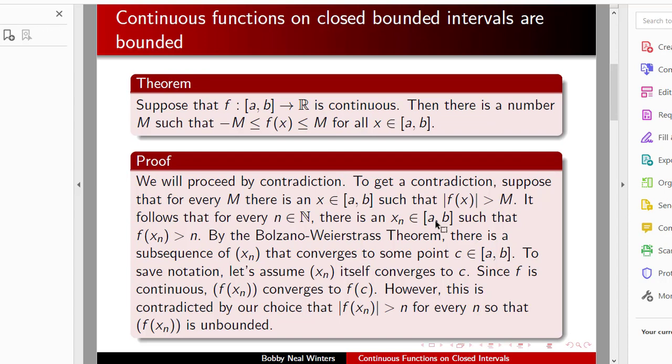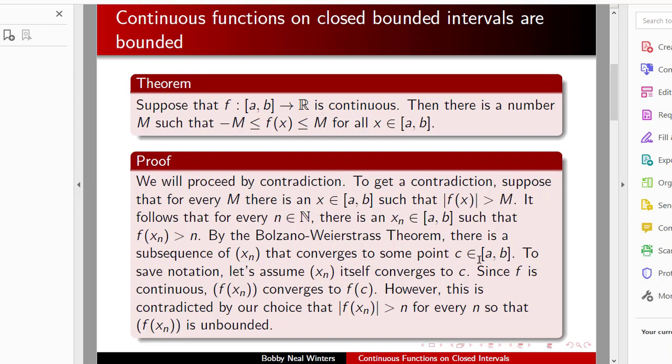And to get a contradiction, suppose that for every M, there is an x an element of [a, b] such that the absolute value of f of x is greater than M. It follows then that for every n an element of the natural numbers, there's an x sub n an element of [a, b] such that the absolute value of f of x sub n is greater than n. So by the Bolzano-Weierstrass theorem, there is a subsequence of x_n that converges to some point c an element of the closed interval [a, b].